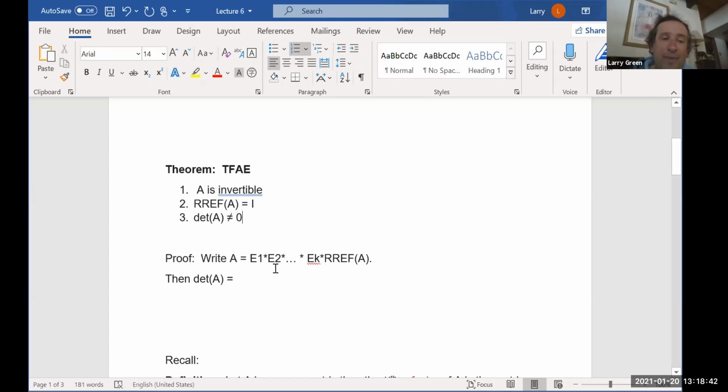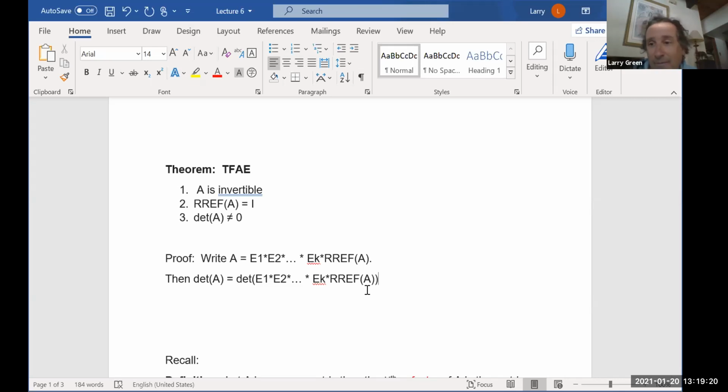Okay, so I want to find the determinant of A. So what I can do is take the determinant of both sides, right? That's the classic math thing: do unto the left as thou must do unto the right, the golden rule of mathematics. So I can take the determinant of both sides. And I know the determinant of A is going to be the determinant of E1 times E2 times ... times EK times RREF of A. Everyone okay with what I just did?